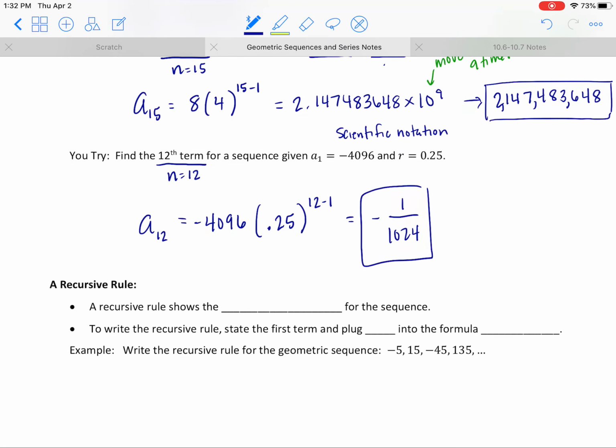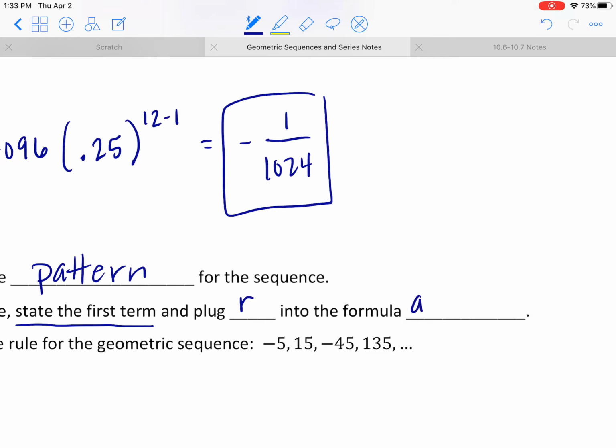Okay? All right, so the explicit formula, just like we saw yesterday, is for finding a term that's on the list. The recursive rule is another formula, but it doesn't really do anything for us. Remember, this is a way to mathematically state the pattern. It shows the pattern that's happening here. And so to write the recursive rule, we need to know what our common ratio is, because that's what's going to vary from one number to the next.